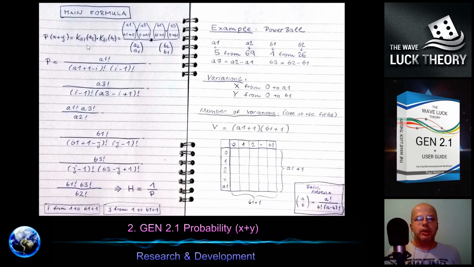So this is the formula we are using for our case, and let me show it on one example so that you better understand it. For example, we have Powerball, and in our case we are selecting 5 numbers from 69. So in our case A1 is equal to 5 and A2 is equal to 69. This is the number of balls in the drawing machine, and this is how many numbers will be drawn in this drawing machine. And then A3 is just simple A2 minus A1, so 69 minus 5 is 64, so A3 is equal to 64.